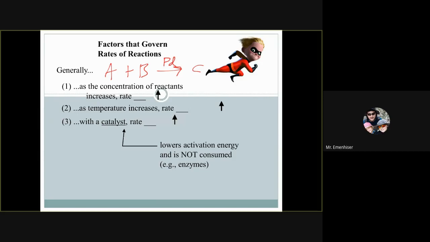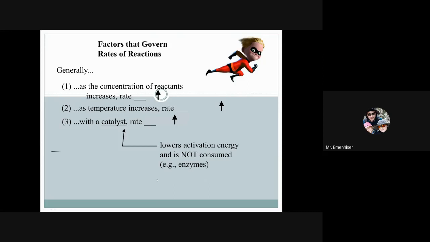And a catalyst lowers the activation energy, which again is that hump. So if you had the reactants, you have the hump, and then they go down to make the products, that's the activation energy. It's the hump that the reactants have to get over in order for the reaction to happen. It is not consumed in the reaction. It just speeds it up. It changes the way that the reaction happens, the mechanism of the reaction. What's actually going on with the molecules.